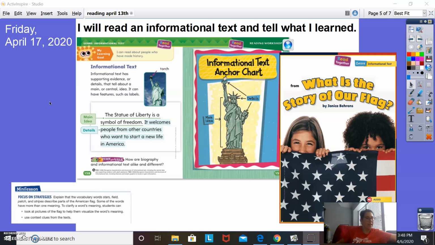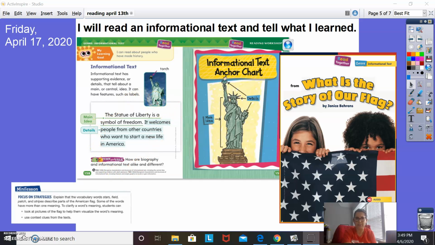In a book like this story here, A Perfectly Messed Up Story, you're not going to find labels here. It's a different type of book. This would be an example of a fiction, where this would be an example of a nonfiction. So in this particular text here, what is the story of our flag? It is an informational text. Let's take a look at this example here.